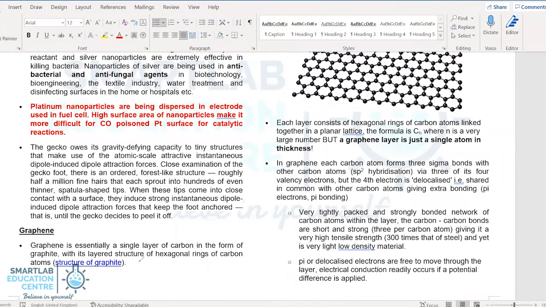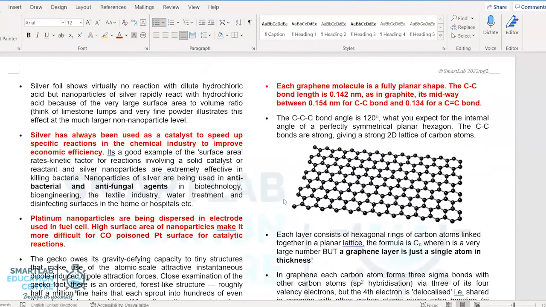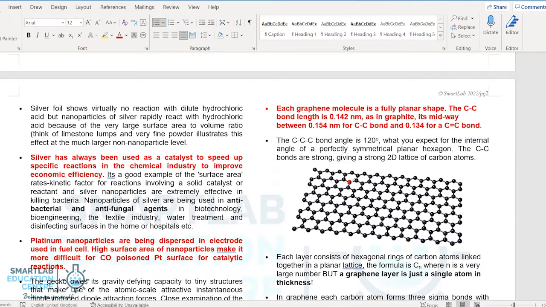Graphene. Graphene is another example of nanoparticles. Let us study its structure. Graphene is a layered structure of hexagonal rings of carbon atoms, very similar to what we've seen in graphite. Each carbon atom is bonded to 3 other carbon atoms, and the carbon is sp2 hybridized.